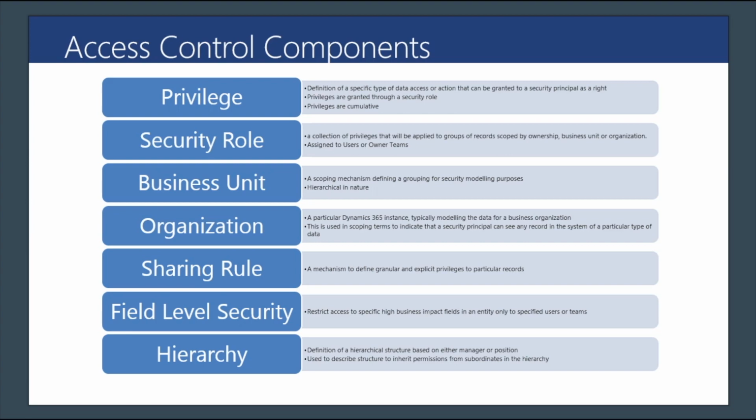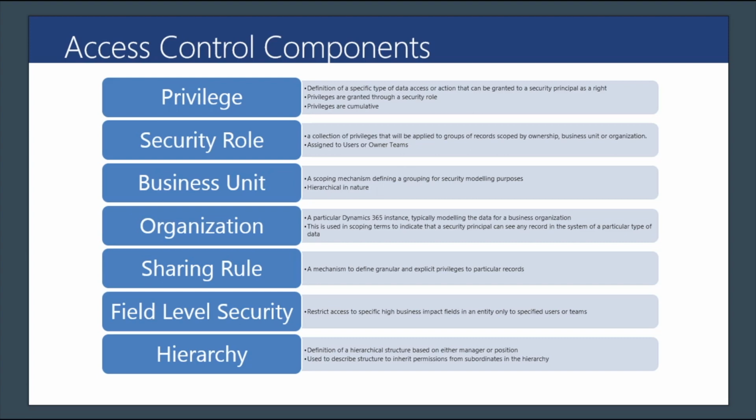Hierarchy security allows for a person to inherit privileges from users that they manage or have a hierarchical relationship with. Hierarchy security can be based off of manager or position, and they're used to describe the structure to inherit permissions from the subordinates in the hierarchy. So a manager hierarchy type allows for access of all the direct reports for that manager within the system.